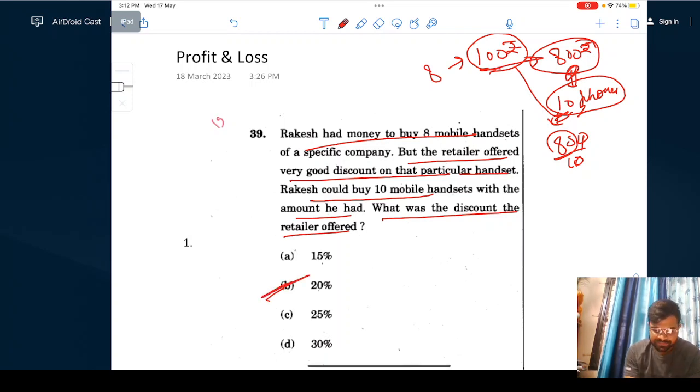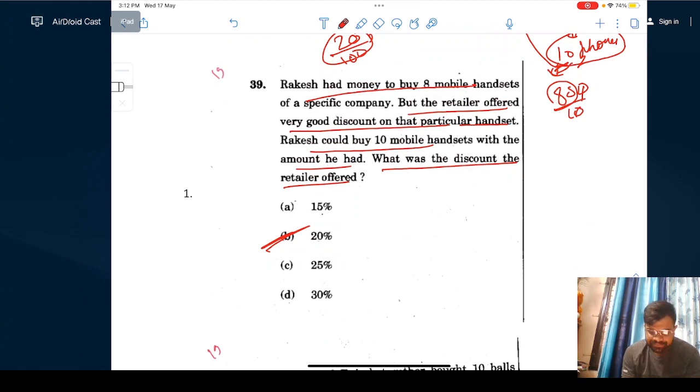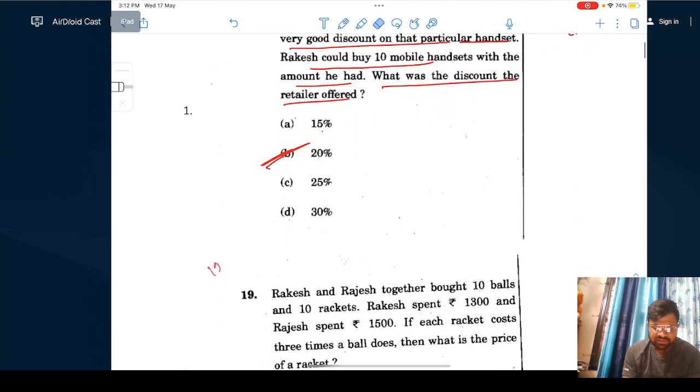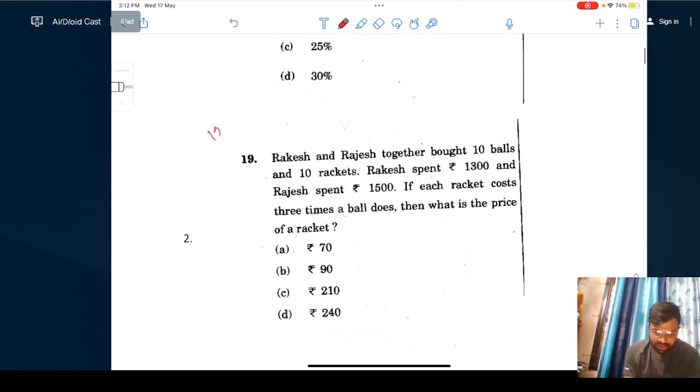20%, because one thing you will keep in mind about discount: the base is the previous price. When we see profit and loss, CP, SP, this is the previous price, this is the new price. The previous price is always the base. So earlier it was 100, now it is 80. So the discount will be the difference upon 100. Okay, 20%. Keep this in mind, because we will change the base now. 25% may also come as the answer, and it will also be a part of this.